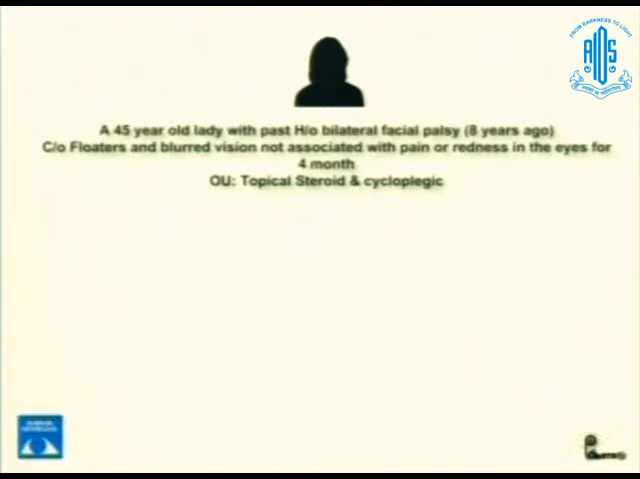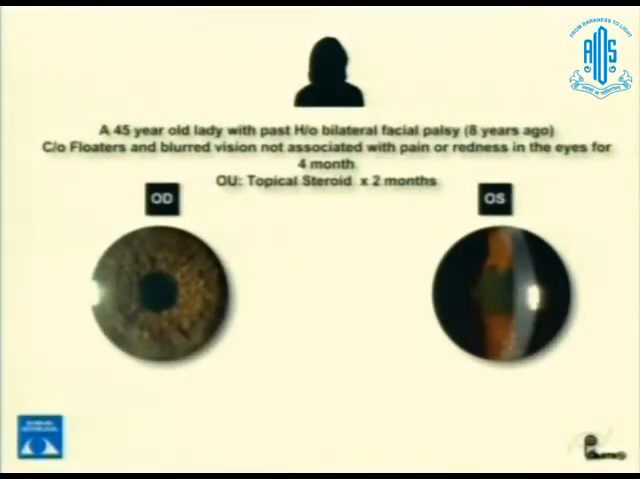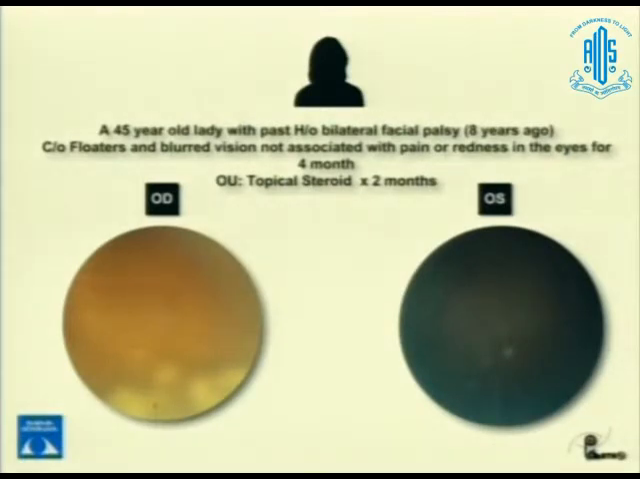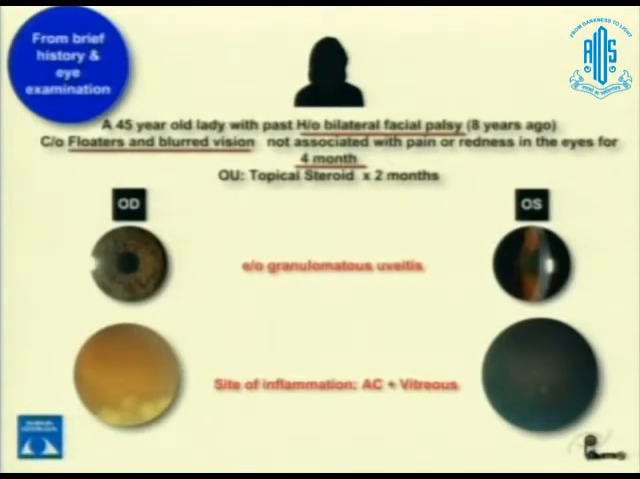This is one of my favorite questions. This is a patient, a 45-year-old lady, who has presented with a past history of bilateral facial palsy for 8 years. She is complaining of floaters for 4 months, and she is on topical steroid and cycloplegic. The slit-lamp examination showed the presence of iris nodules and mutton fat keratic precipitates, and the fundus examination showed pars plana exudates. So what laboratory test will you advise?